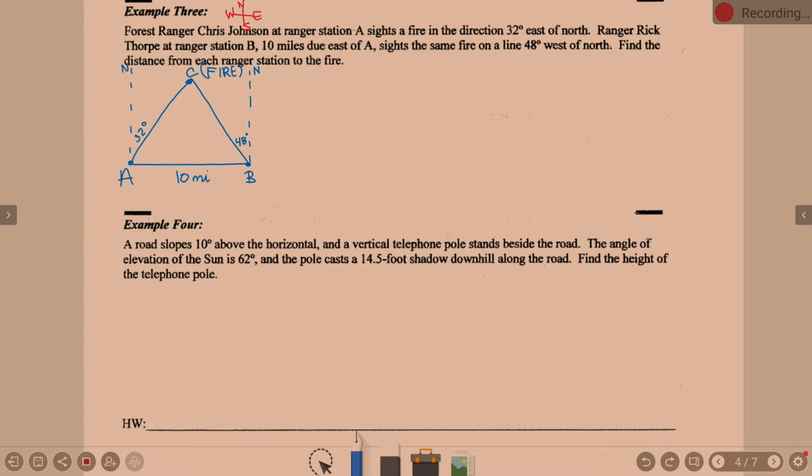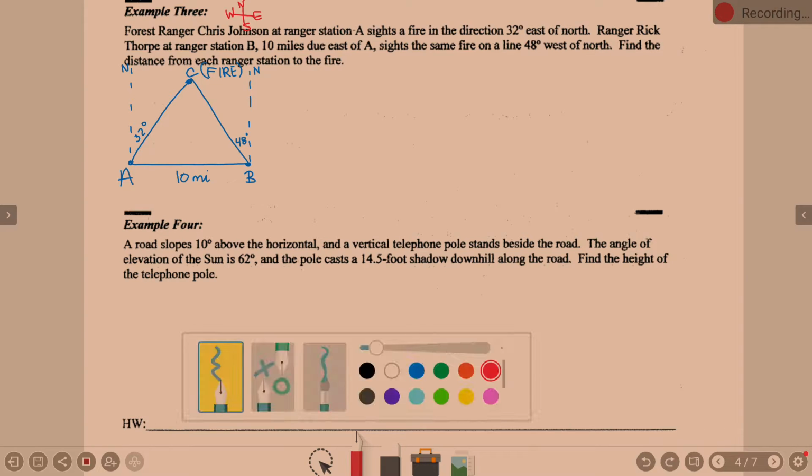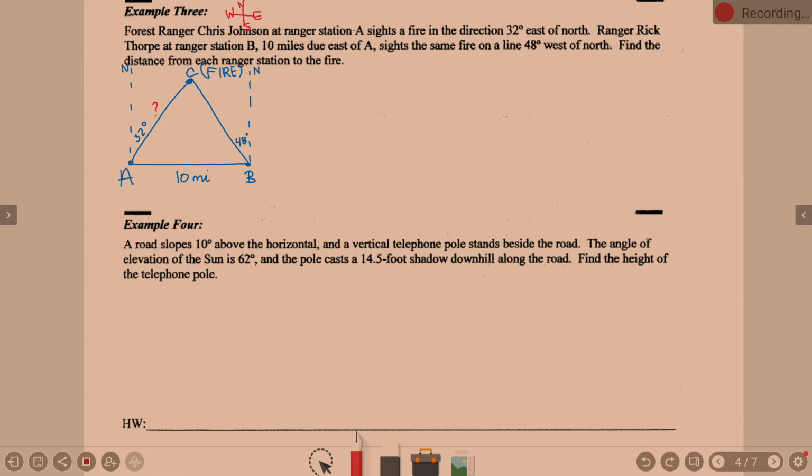Find the distance from each ranger station to the fire. So what is it we need to find? We need to find this distance and this distance. That's my goal. Okay. I've already got my ABCs, so basically we need to find side A and side B, right? Side C is given as 10.